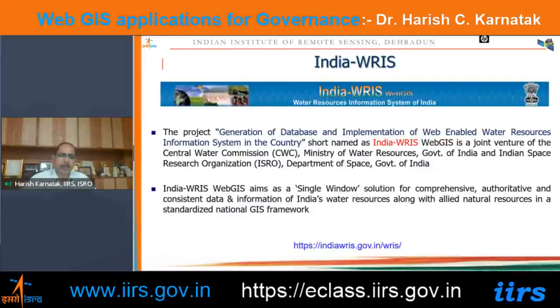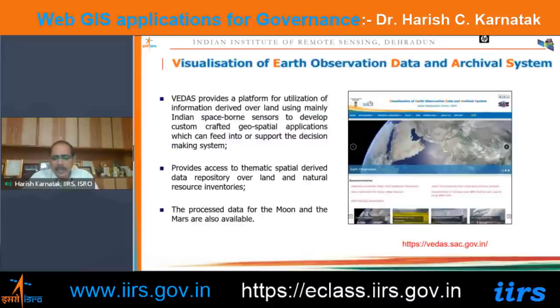This is for Water Resources of India, where many data sets, like the last 100 years of data on surface water and groundwater, are available. This is the latest URL of this website, called India-WRIS.gov.in. In this site, if you visit, you will get a lot of data as GIS data in the Geoportal. This is another interesting website by ISRO called Visualization of Earth Observation Data and Archival System.